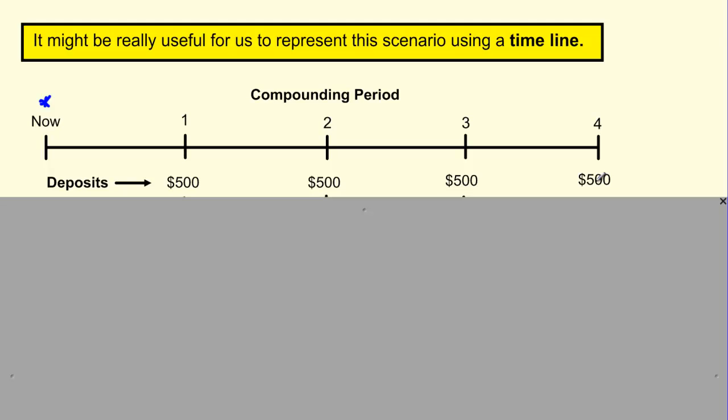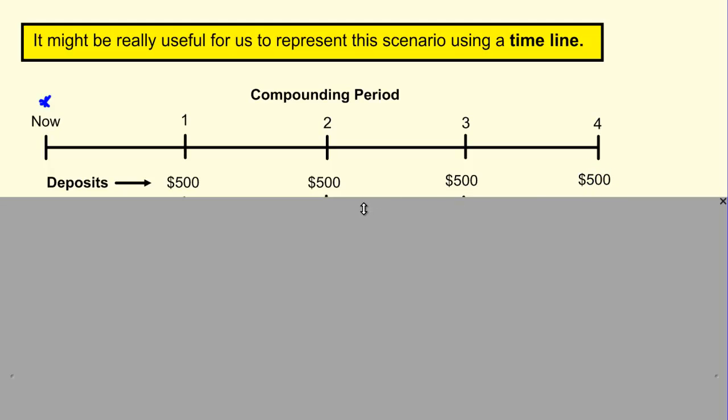It's safe to assume that he will have at least $2,000 in his account at the end of 4 years. His $500 deposits 4 times. But now let's figure out how much interest each of these deposits makes. Well, let's start from the very end. This $500 deposit won't earn any interest because it's at the end of the term. So it's just going to sit in the bank account as $500.